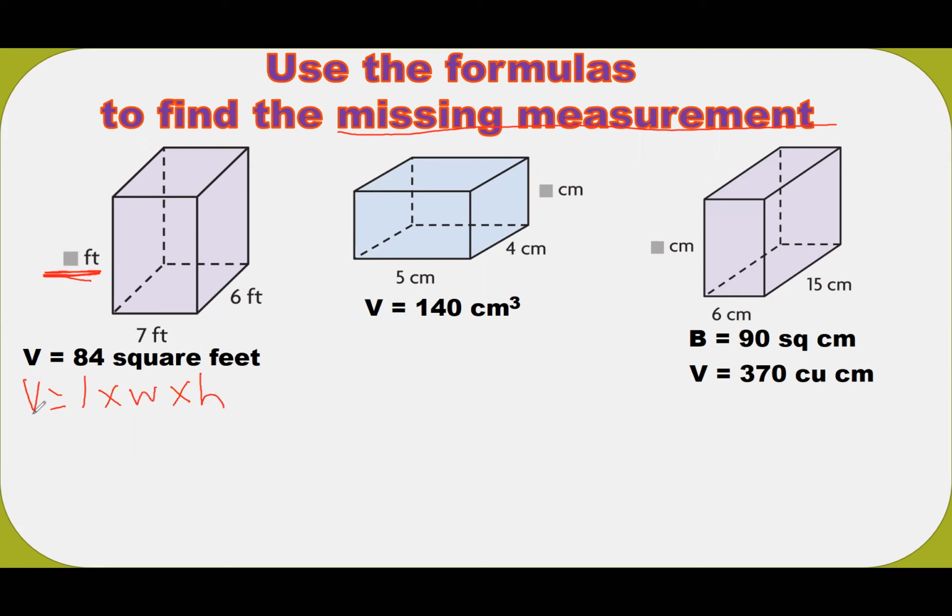Do we know what the volume is? Yes, we do. It's 84. Do we know what the length is? It's 7. And we know the width. It's 6. Do we know what the height is? Nope. I'm going to leave it as H. So 84 equals, well, what's 7 times 6? Don't wait for me to give you the answer. You tell me the answer. It's 42 times H.